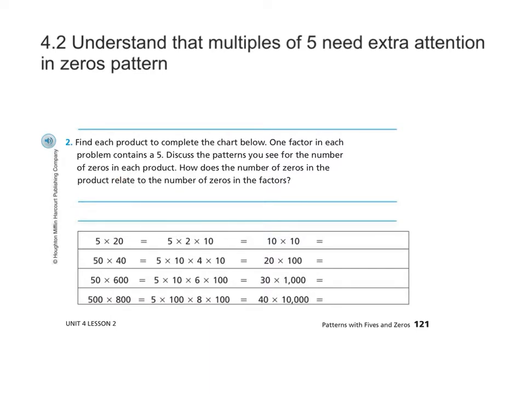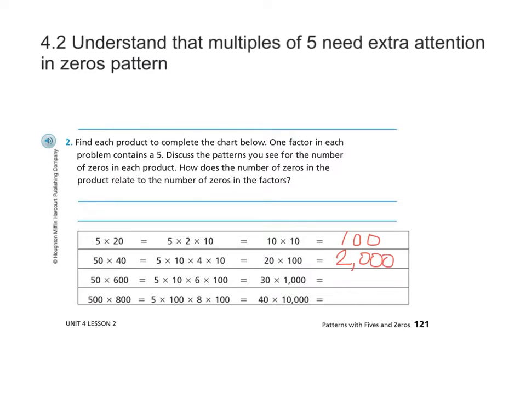Let's do 5 times 2 times 10, which is also 10 times 10, and we all know the answer to that. I hear you saying it real loud and clear, is 100. Nice work. But if I were to do 50 times 40, I have 5 times 10 and 4 times 10, or 20 times 100, which I see as 2,000.